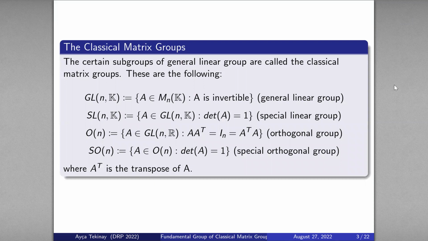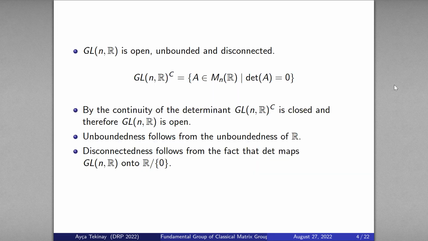Part one of our classical matrix groups are GL(n,R), SL(n,R), the orthogonal group, and the special orthogonal group. And the topological properties we will use later. First, GL(n,R) is open, unbounded, and disconnected. The proof follows from the complement of GL(n,R).